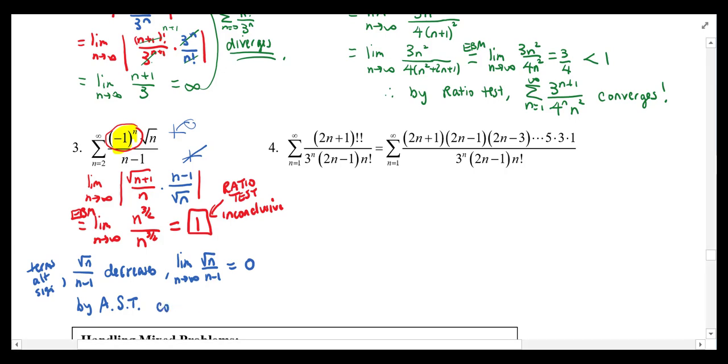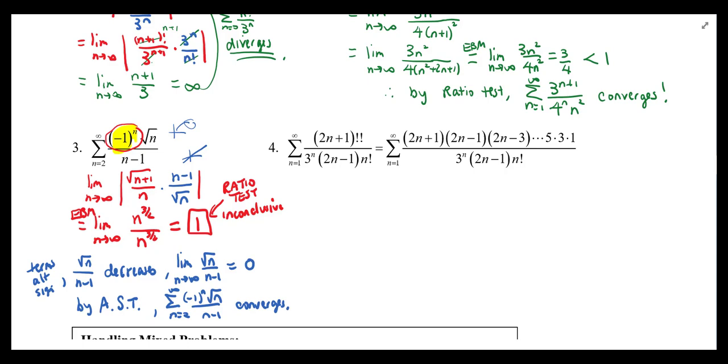So maybe I'll just write it out. I'll say therefore the sum of n equals 2 to infinity, negative 1 to the power n root n over n minus 1 converges. Okay. Once again, in this case, ratio test didn't help me at all because the ratio was equal to 1. All right.